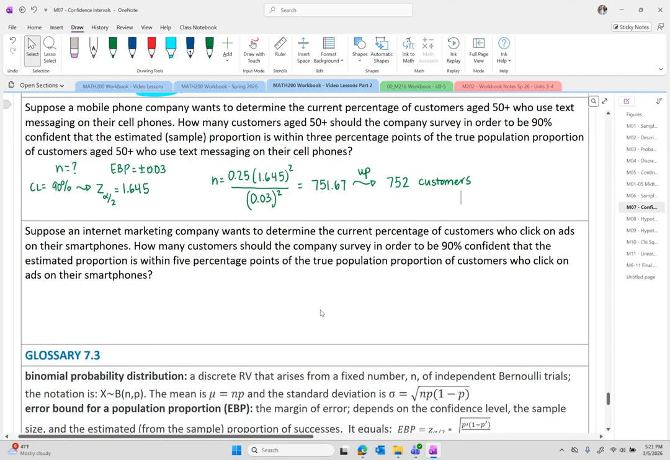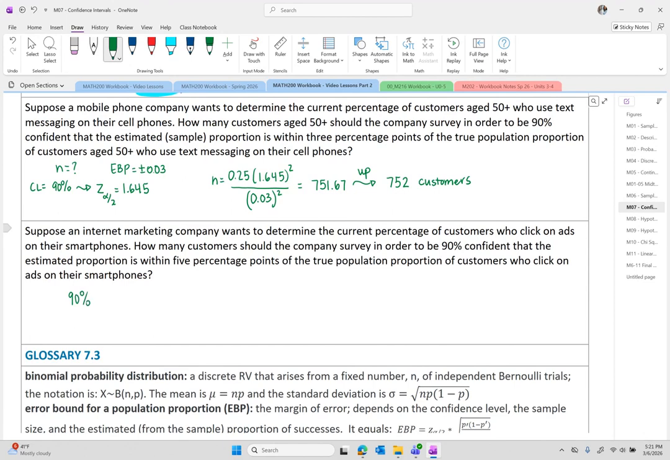Let's try to do one without doing the math. Suppose an internet marketing company wants to determine the current percentage of customers who click on ads on their smartphones. How many customers should the company survey in order to be 90% confident that the estimated proportion is within 5 percentage points?